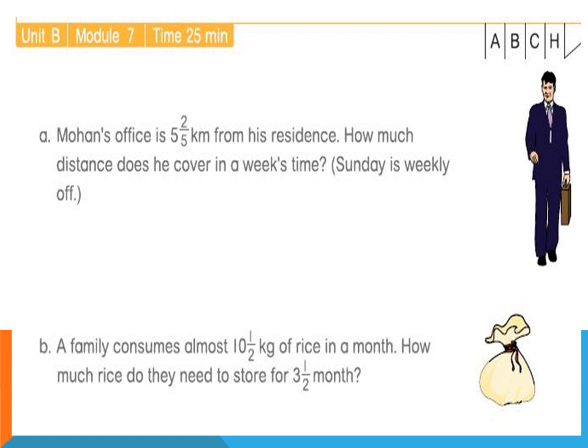So what we will do? There are 7 days in a week. Sunday is a holiday, so he has to go to the office for 6 days. So 6 into 5 2/5. Whatever the distance comes out, that will be the answer. Now you have to write this. Since this is a word problem, you have to write statements and write down the answers. Try to pause the video and solve this yourself. Of course, I will show you the answers, don't worry. Pause the video and try it yourself.